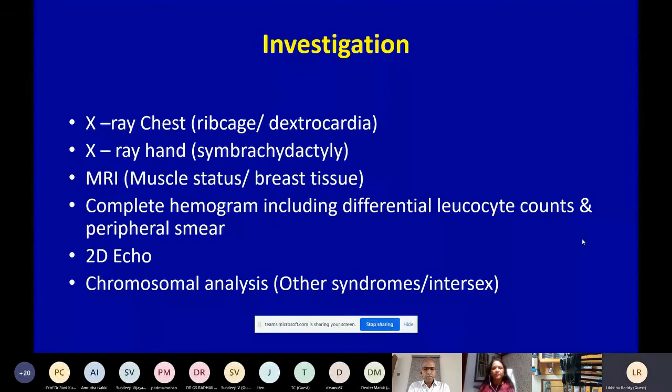Okay. So coming to the investigations: the chest X-ray for any rib anomalies and for dextrocardia, X-ray of the hand for symbrachydactyly, MRI to assess the muscle status and also the breast tissue status, if any breast tissue is still present, and a complete hemogram including the differential leukocyte count because there is an association with Hodgkin's lymphoma and the leukemias, 2D echo again for valvular heart disease, and chromosomal analysis to evaluate for syndromes.